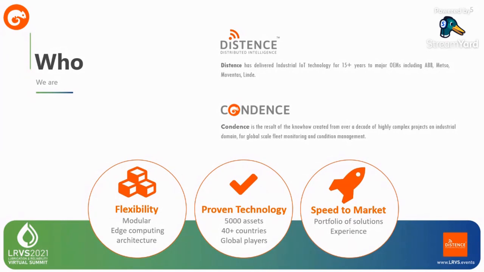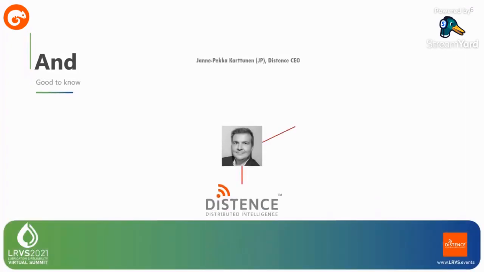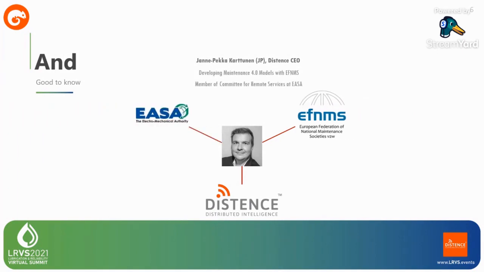Meanwhile, over 5,000 systems are delivered in more than 40 countries and across various industries. Also good to know, our CEO and my mentor, JP, is actively developing the Maintenance 4.0 models with EFNMS. JP is also a member of the Committee for Remote Services at the ESA. To us, this confirms just how seriously we are taken, at least at a European level.